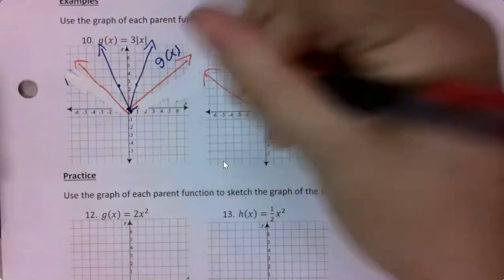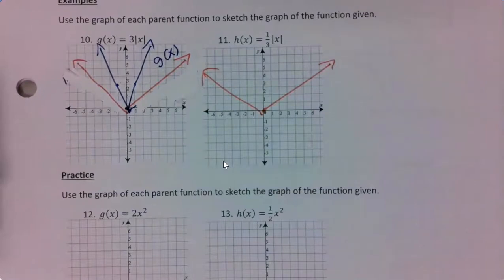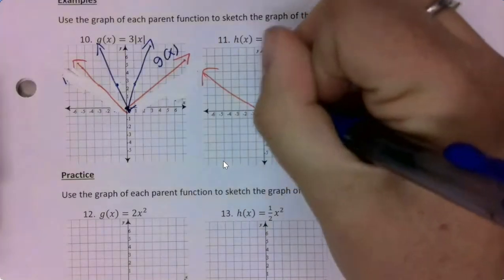How do I know how much? The number out front. Yeah. So that 3 is making, so like on an absolute value function, the slope is normally 1 over 1. And then when it's a 3, the slope changes to 3, up 3 over 1. Okay. So then the next one, it's 1/3. So this is the one where I want to go up 1 over 3.